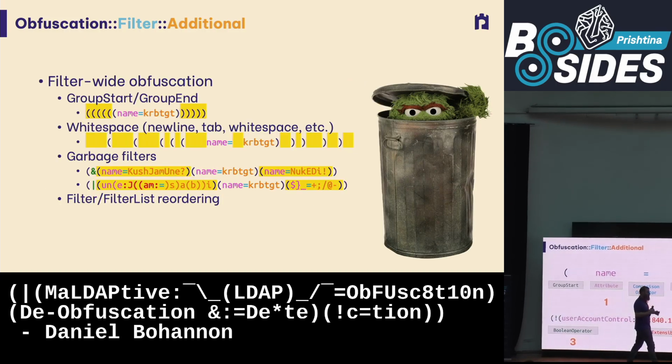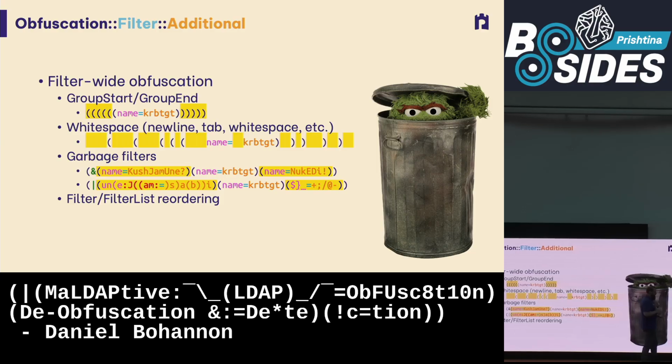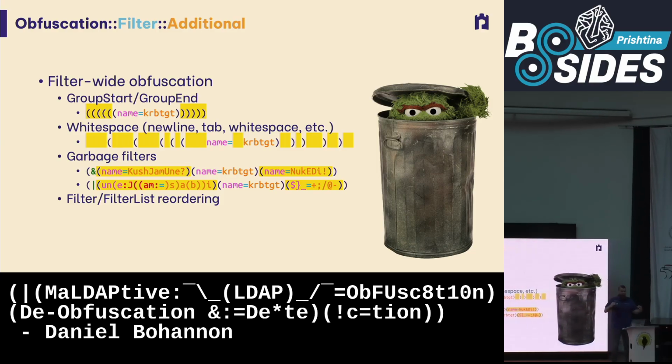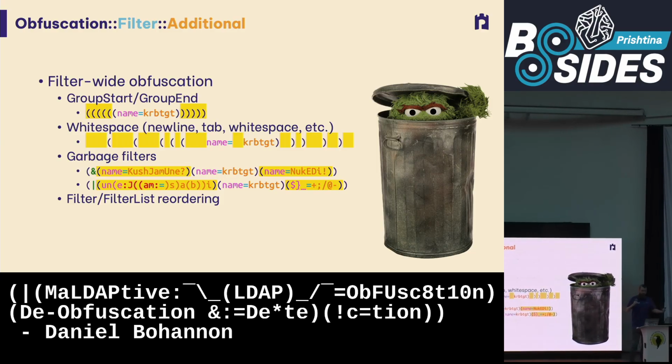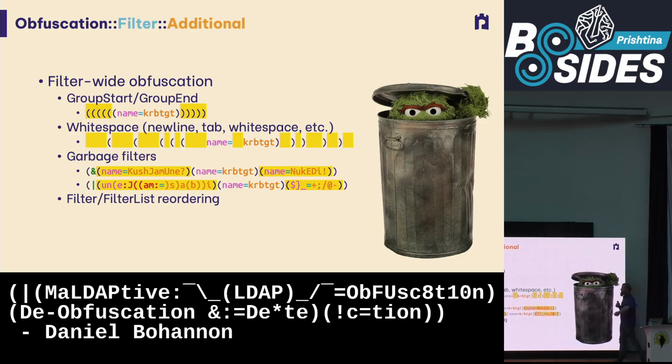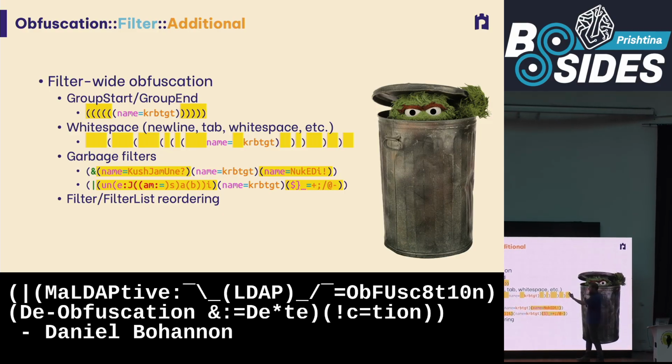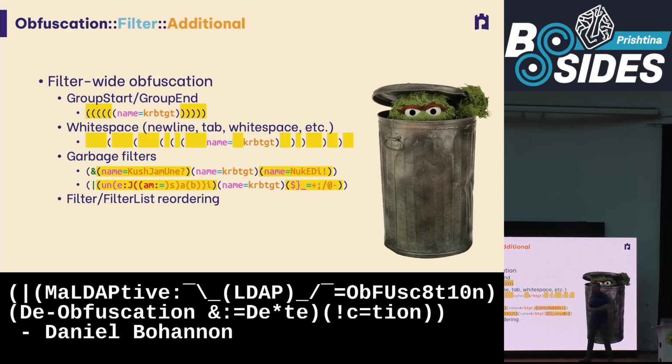What about the bigger picture of an LDAP search filter? Well, we can add different layers of group start and group ends to make that filter even bigger. We can add white space, which is more than just white space. It's new lines, it's tabs, it's white space. We can also add completely garbage filters in here.